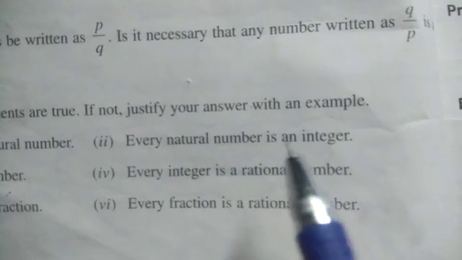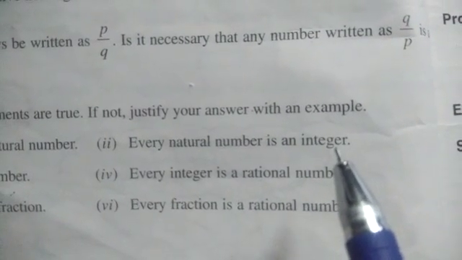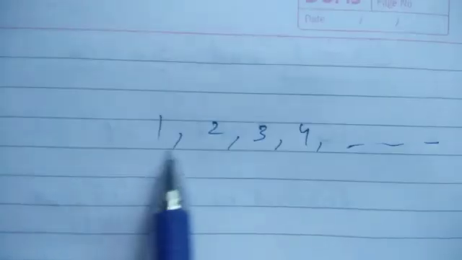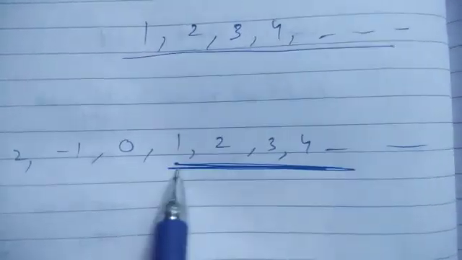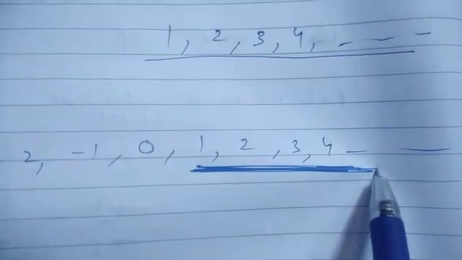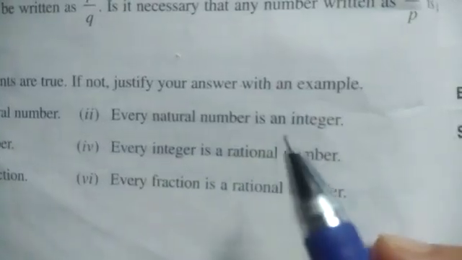Every natural number is an integer. Yes, of course. Every natural number is an integer. You know natural numbers are 1, 2, 3, 4 up to so on. These are all natural numbers. And what are integers? You know integers: 0, 1, 2, 3, 4 up to so on, minus 1, minus 2, minus 3 up to so on. So these integers also include natural numbers. So every natural number is also an integer. So this is true.